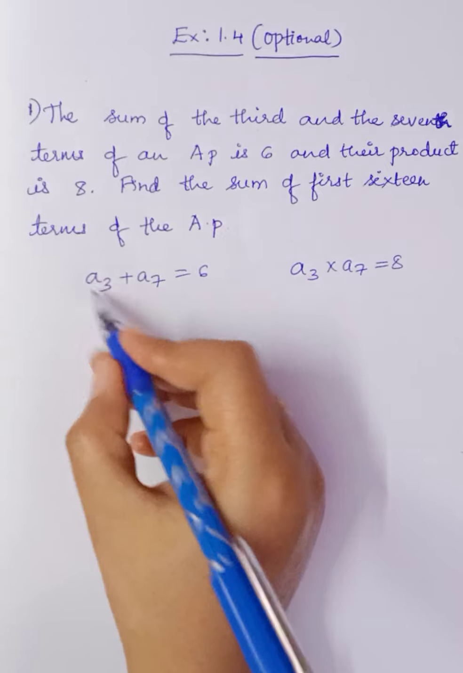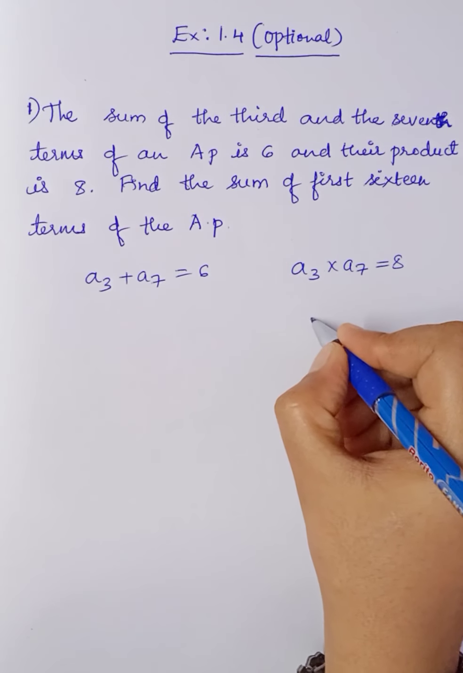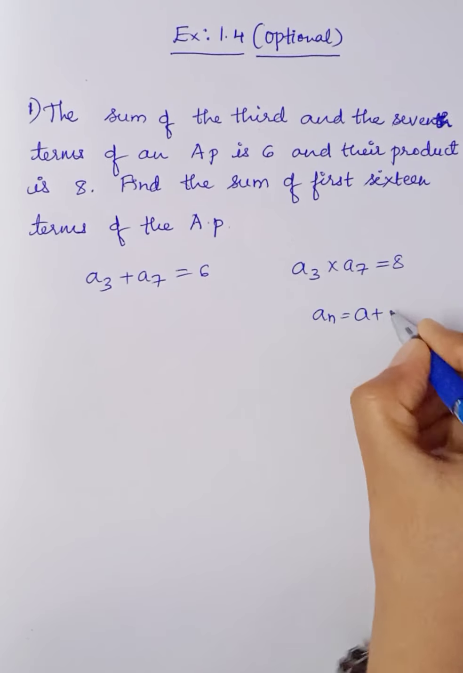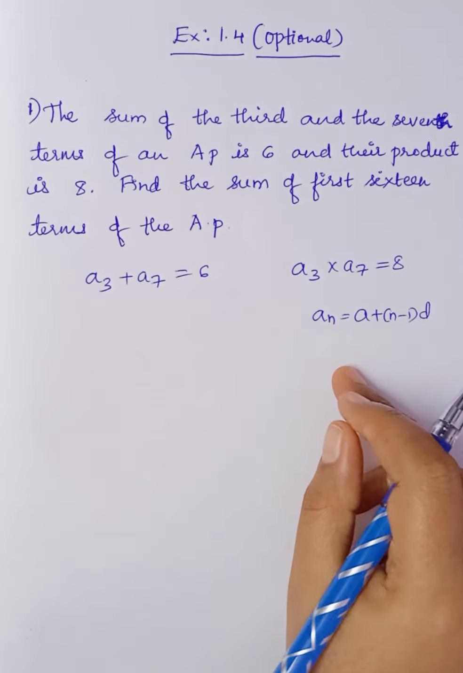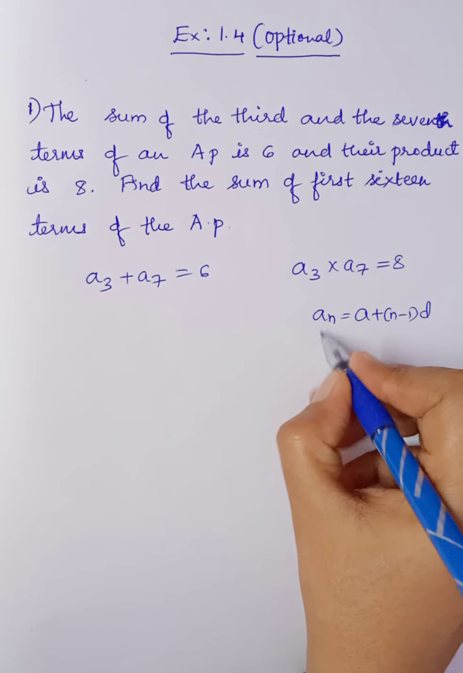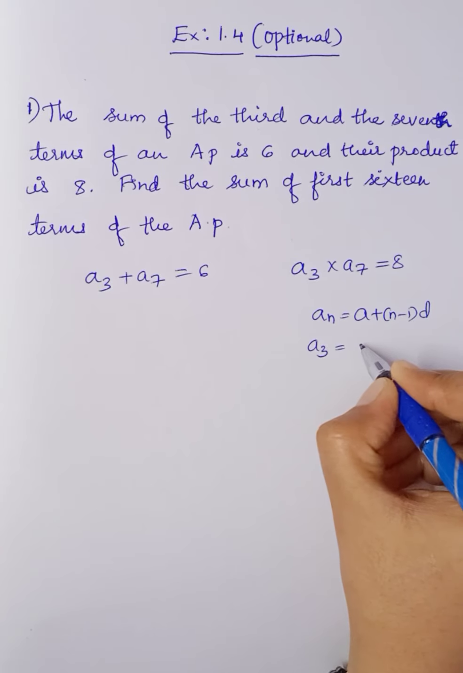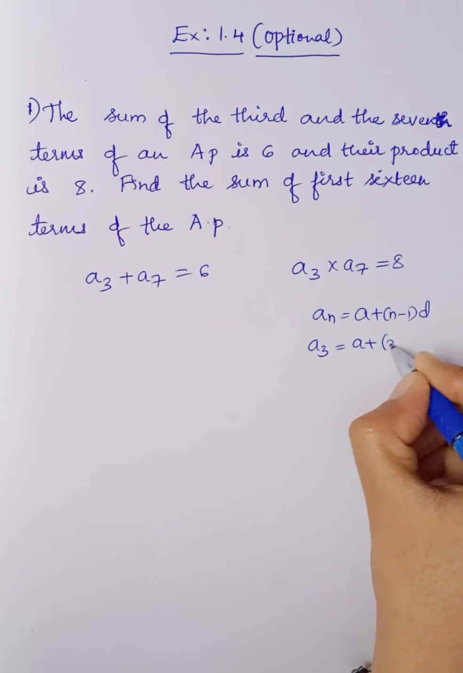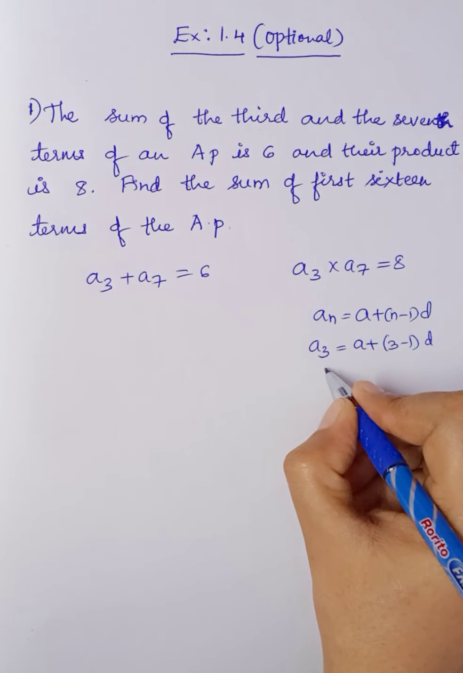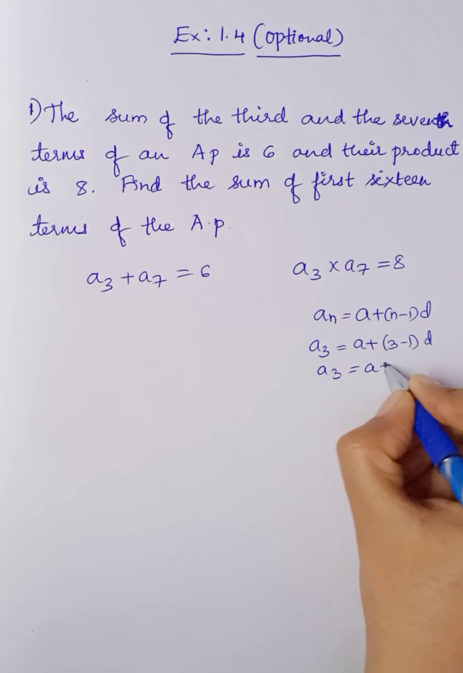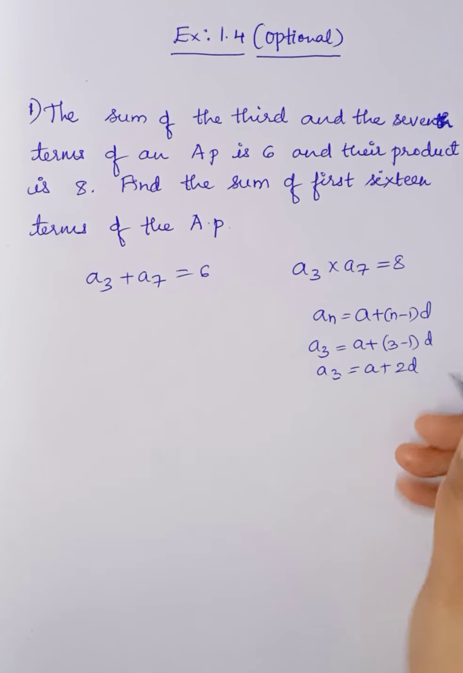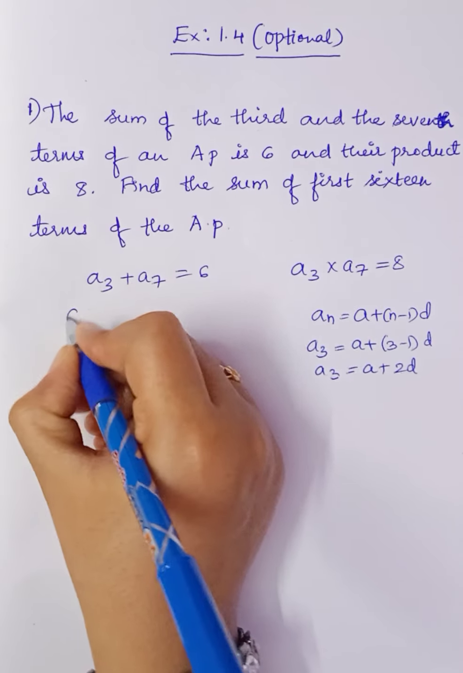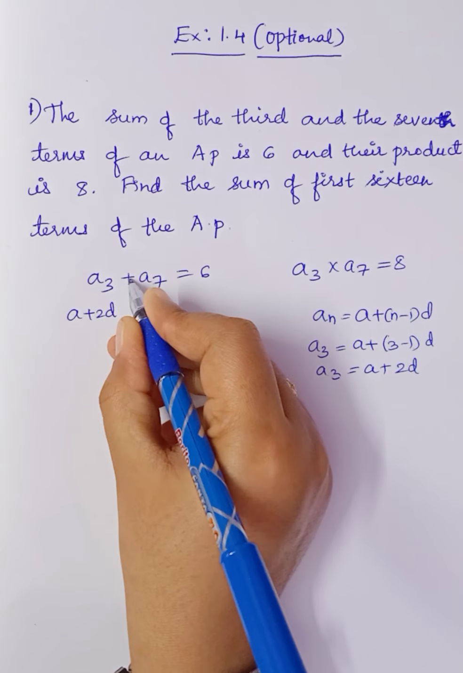For this I am going to write the formula, an is equal to a plus n minus 1 into d. This formula you already know. So in place of an I am going to write A3, which is equal to a, a is not given, plus n is what now? 3. So 3 minus 1 into d. So A3 value will be how much? a plus 3 minus 1 is 2, 2d. Okay, A3 we have got a plus 2d, substitute here, a plus 2d.